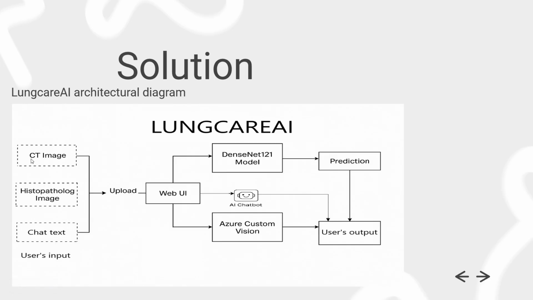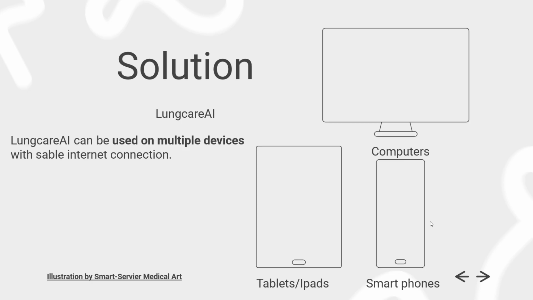First, users can upload CT scan or histopathology, and users can also chat with the web interface. Now, we use the DenseNet model to interpret both CT and histopathology images, and it gives the prediction. And users can also chat if they have a question on what the prediction is. And lastly, users can use Azure Custom Vision rather than it.